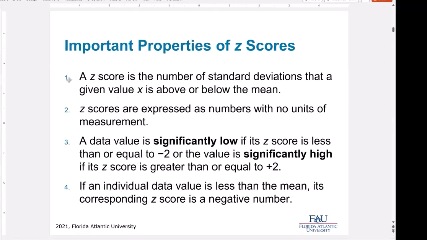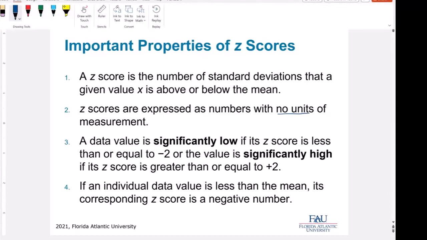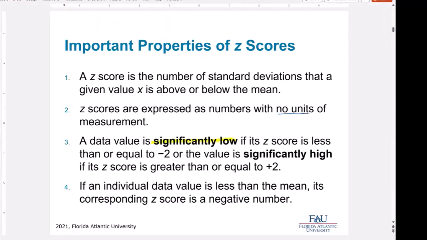Important properties of Z-scores. A Z-score is the number of standard deviations that a given value X is above or below the mean. Z-scores are expressed as numbers with no units. They're just a number. A data value is significantly low if its Z-score is less than or equal to -2, or high if the Z-score is greater than or equal to +2.